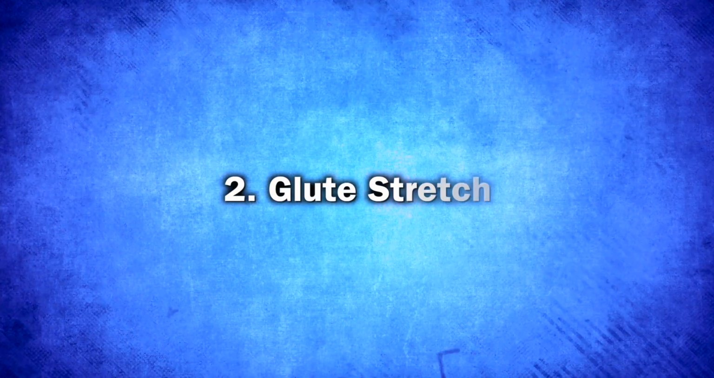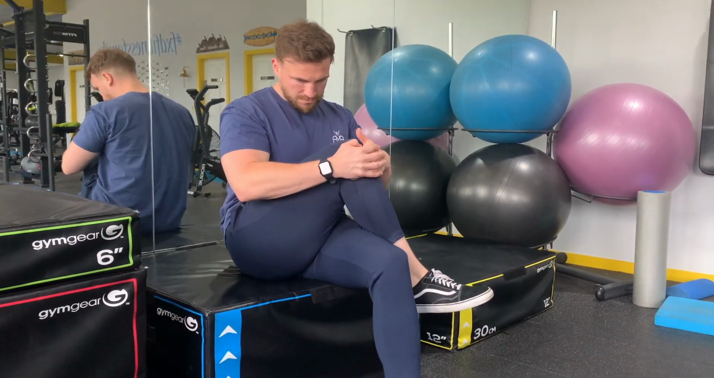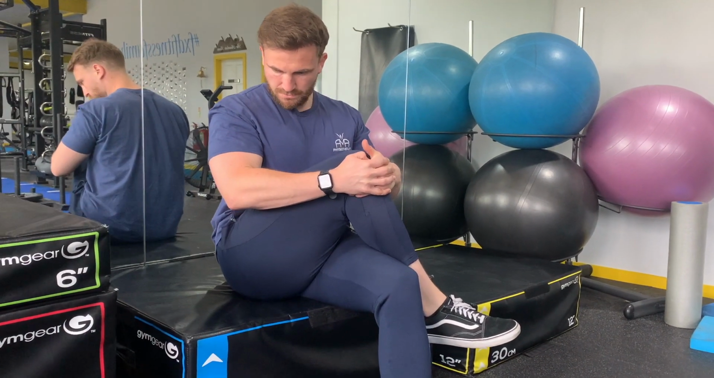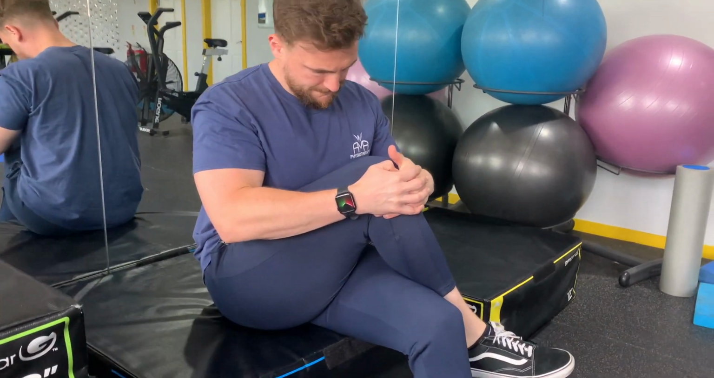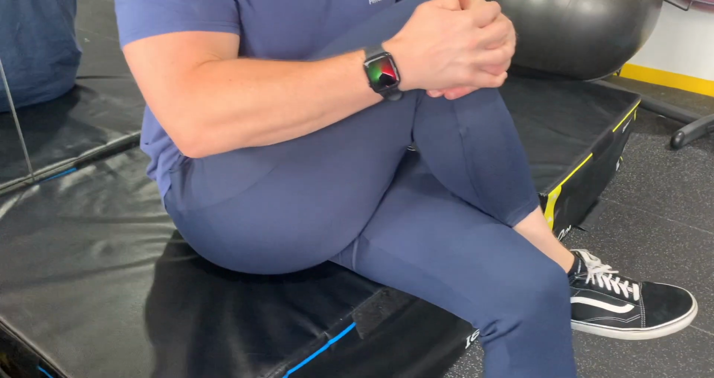Number 2 is a glute stretch. So again, a couple of variations. The first in seated, again, ankle on the knee, but this time bringing the knee the other way up towards the chest, as though hugging it in towards you. Making sure you're sitting upright with your chest up to get the most out of this.